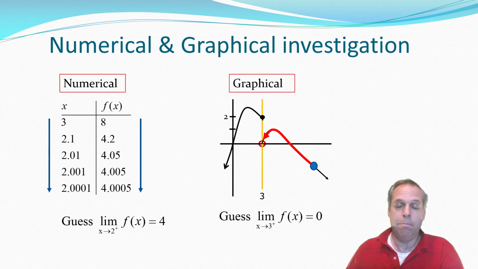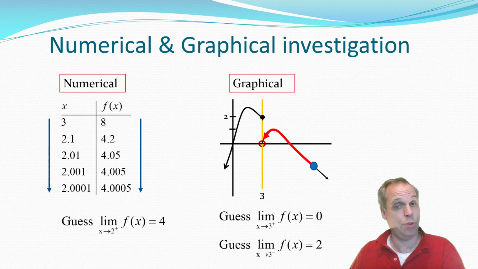So I would guess then that the limit of this function as x approaches 3 from the right would be 0. But at the same time, you should notice that I could also do the limit from the left, and the difference is that the limit this time would be 2 instead. Notice that the limits are different.